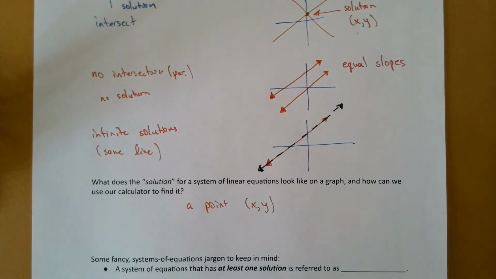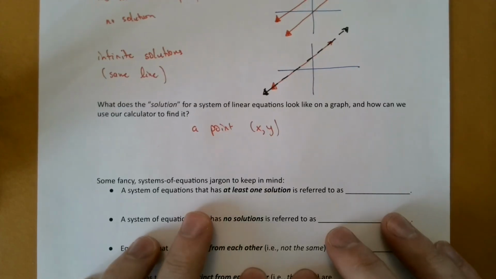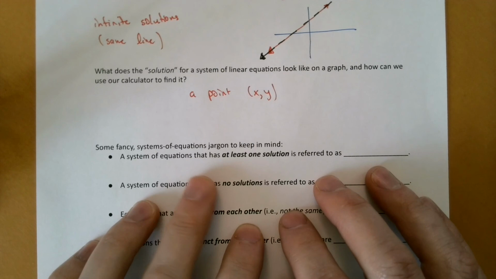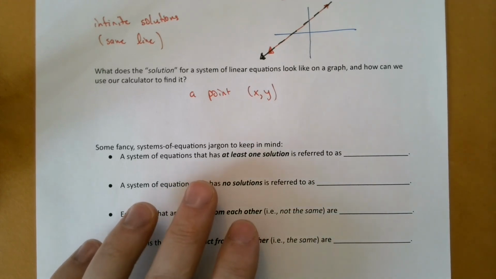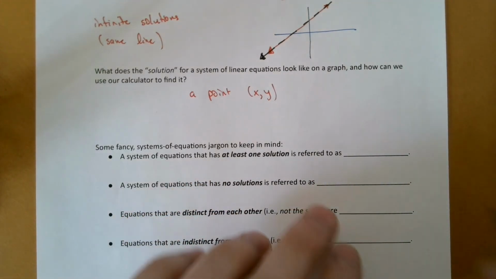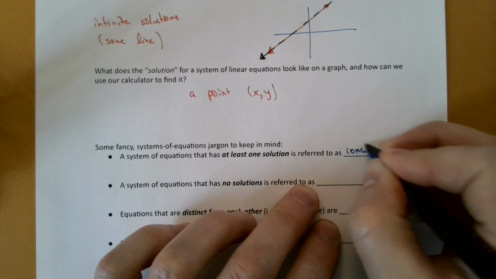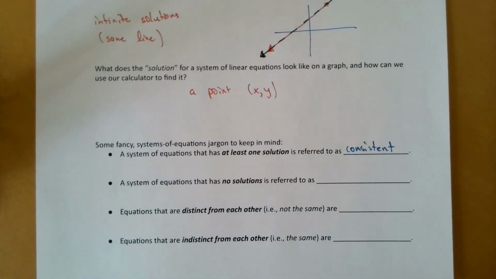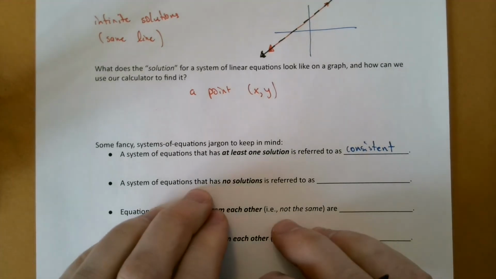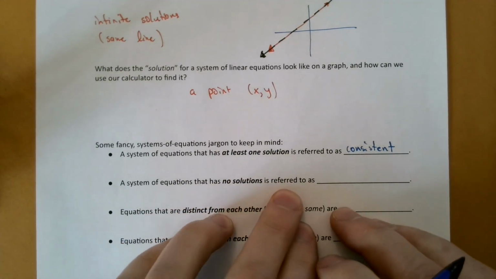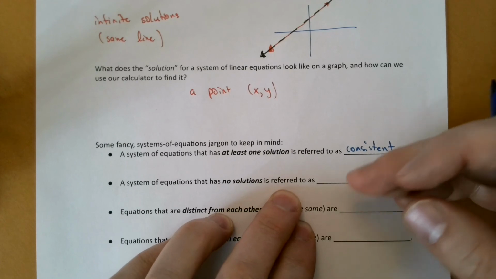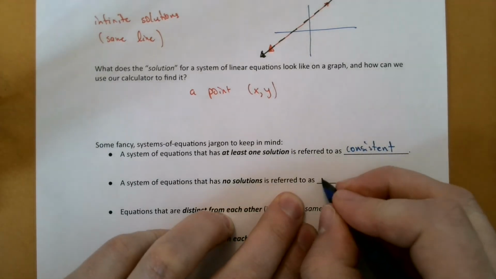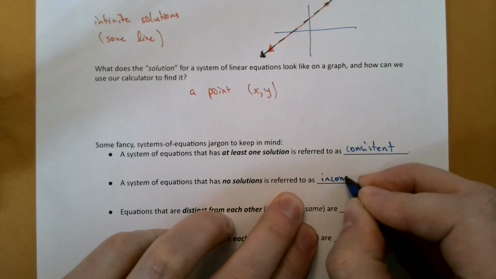Turns out there are special words for all this. So a system of equations that has at least one solution is referred to as consistent. I had to look these up from your textbook. Any system of equations that has no solution is referred to as inconsistent. I also have to look it up to remember how to spell these.